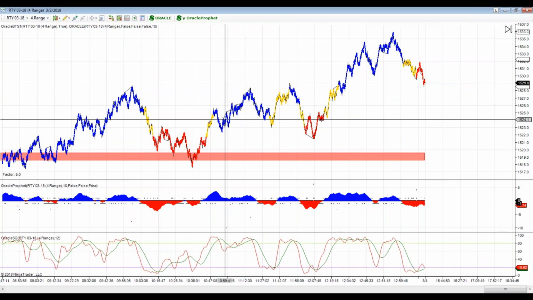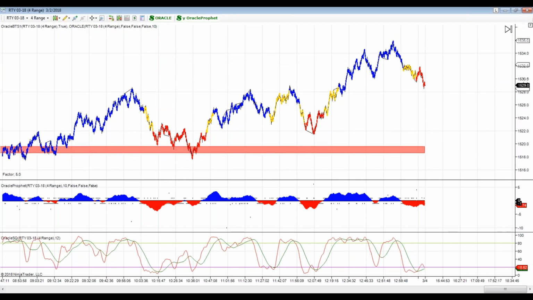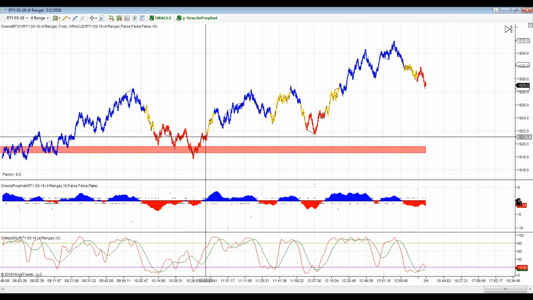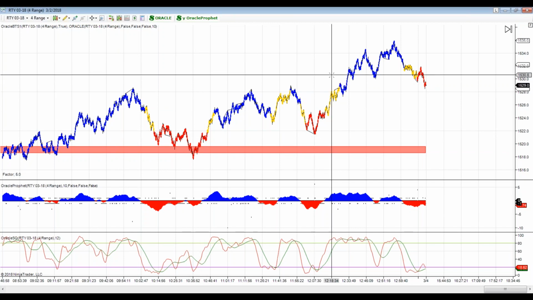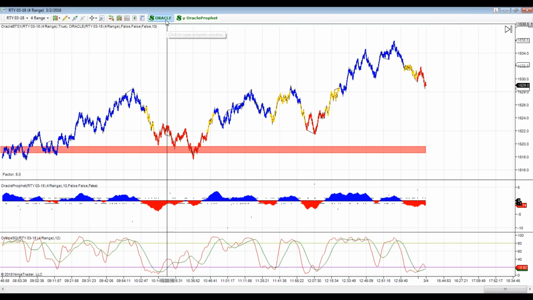Another nice thing about this is when we break out, either to the upside or the downside, you've got the ability to get your extended target for the day. So had you been fortunate enough to take this long and we were moving up, you might be looking for another good area to take profits, and the Oracle will get that for you.